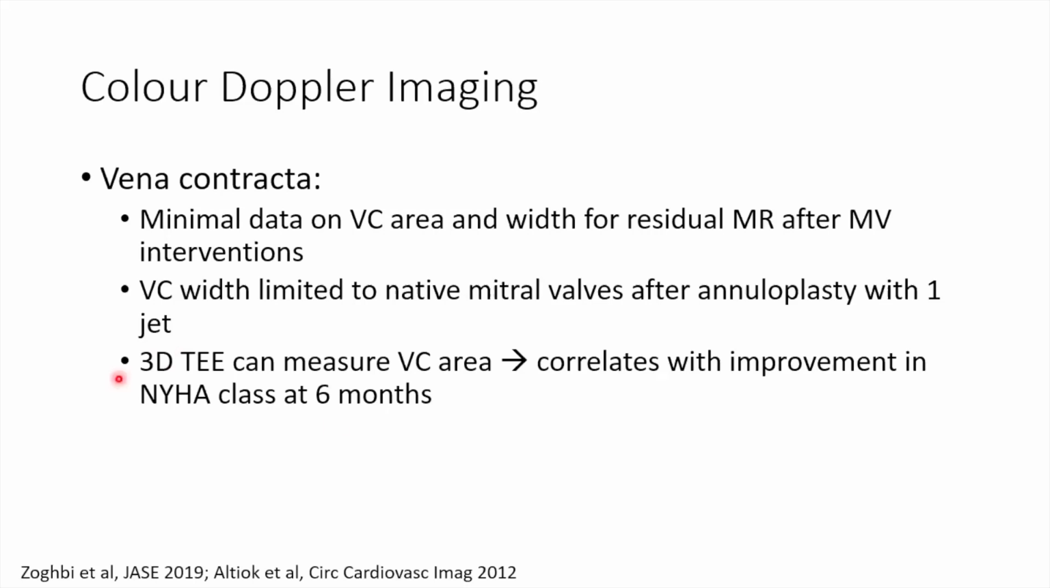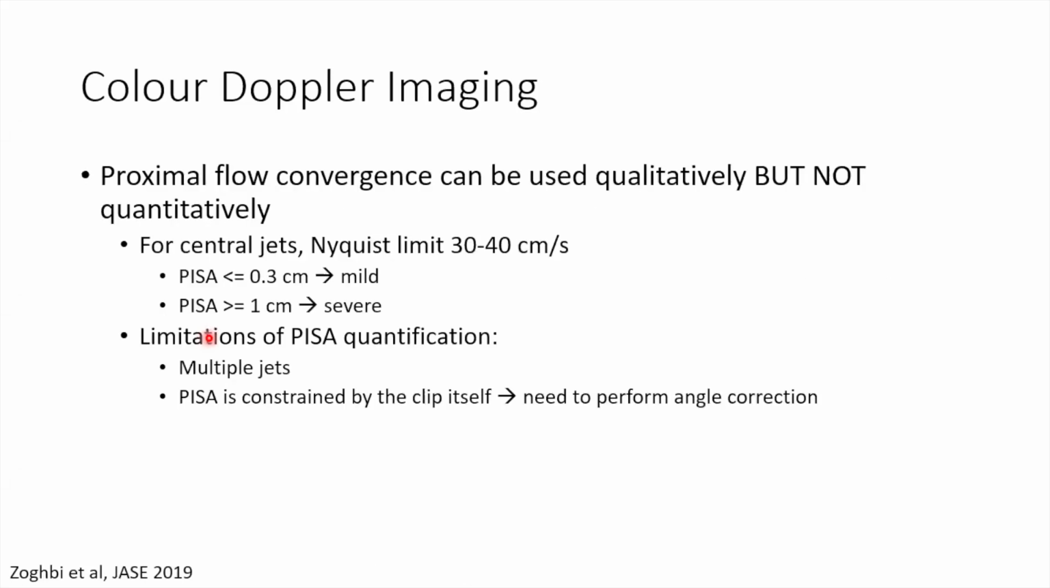So this is maybe one of the better ways to really quantify regurgitation in this setting, but it still has some limitations. So the next way we can assess is using proximal flow convergence. And the guidelines actually recommend using them qualitatively, but not quantitatively, because there's a couple of limitations unique to patients after mitral TEER. One of them is, again, multiple jets, and they tend to be much more eccentric, so it's harder to align your Doppler against these jets.